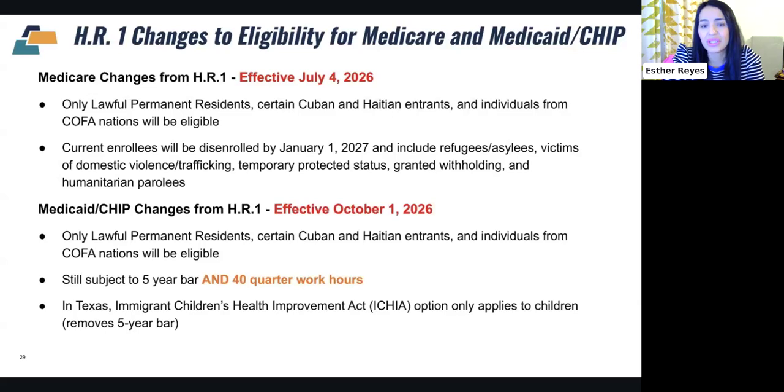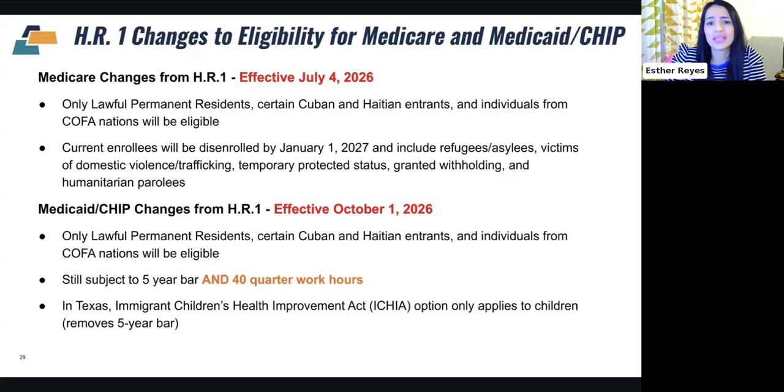So HR 1, or OBBA, the bill that was passed in July, made sweeping changes to the ways that immigrants access public benefits, while also funding more immigration enforcement and extending tax cuts for the wealthiest of the wealthy. I'm going to be focusing on some changes to Marketplace this upcoming enrollment period and the next, but I also, as Sonia said, want to briefly review the changes to Medicare and Medicaid and CHIP.